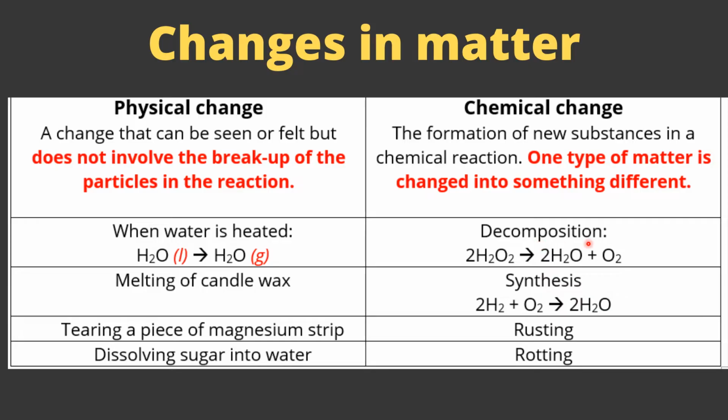This one is the breaking apart of something. So you started off with this and you end up with this. So it's an example of a chemical change. You started off with hydrogen, you added oxygen, and then you get your water.